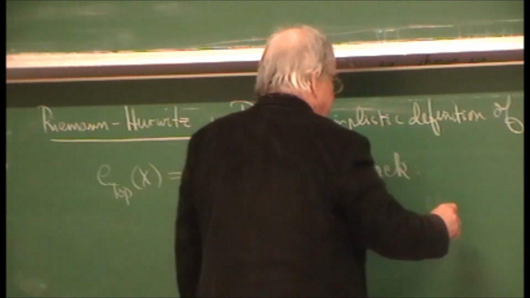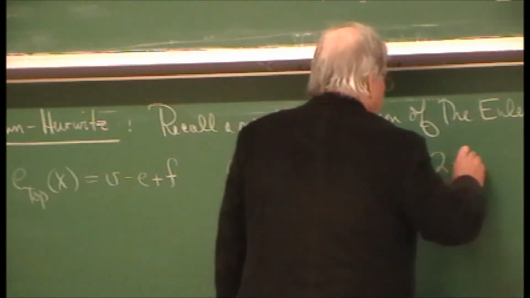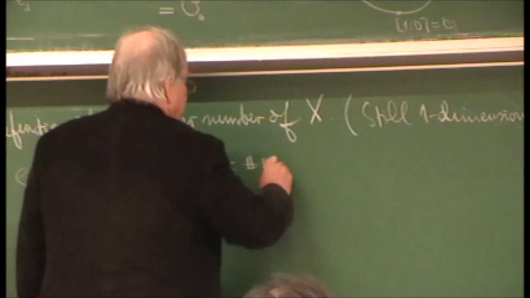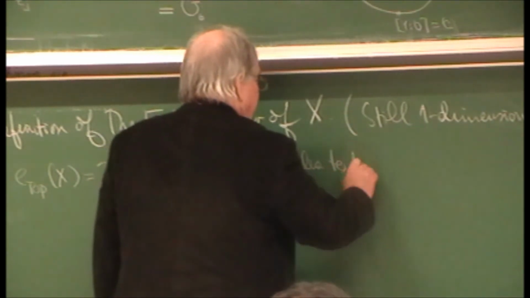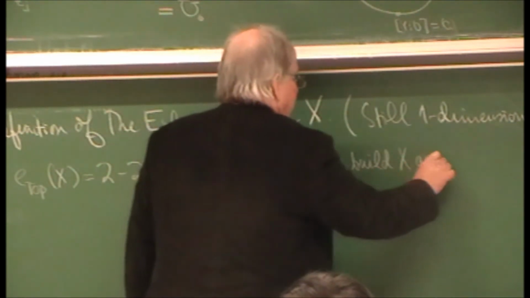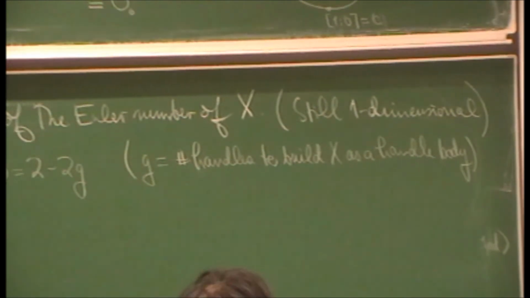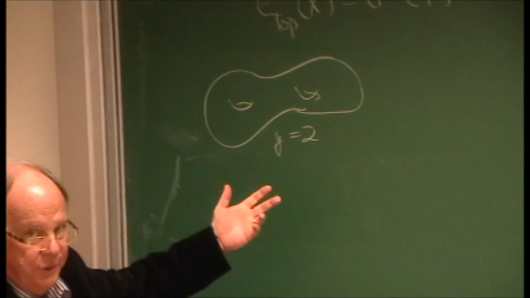Okay, and you can check that for our X, which is the surface, this topological Euler number of X is 2 minus 2g, where g, we'll talk about this in great detail, so I'm just being rough now, is the number of handles to build X as a handle body. I have to do something to get a definition. Let me just draw the picture of what I'm thinking about here. You may look at something of genus 2 like that, but somehow when I look at it like that, it's hard for me to say that has genus 2.